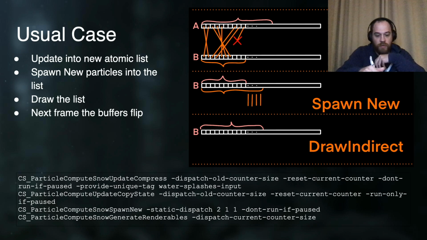Here's a little example. We have an update job that will take an existing buffer, and for each one of those particles, with dispatch indirect, we update. Some particles will survive, some not, and we add the survivors to the list. Then we add new particles in a different pass to spawn them, and then we draw them with draw indirect. Next frame we just flip, so we ping pong between two different buffers.